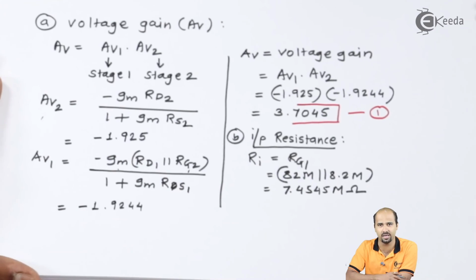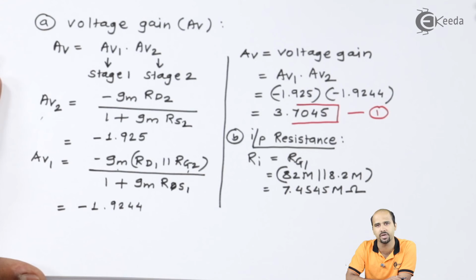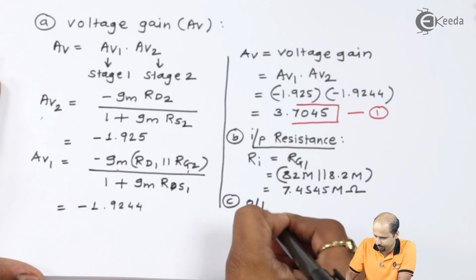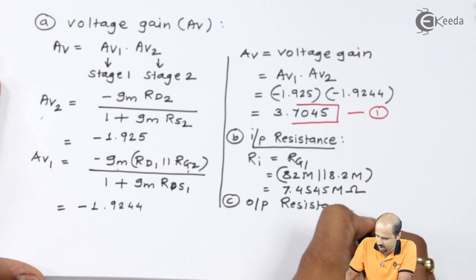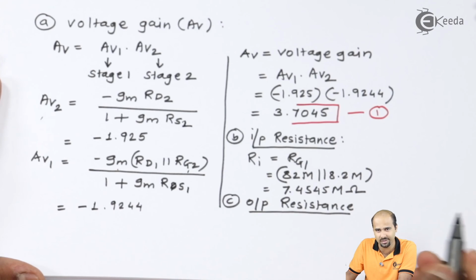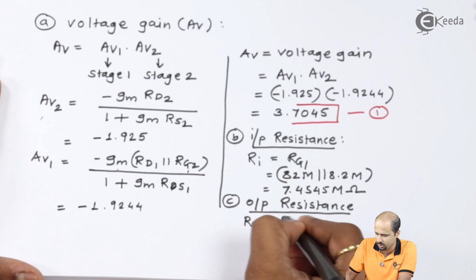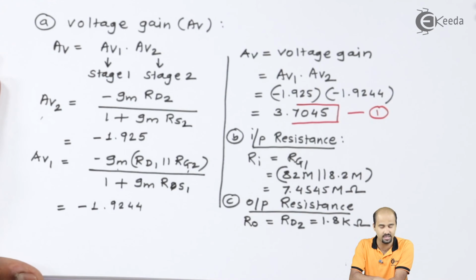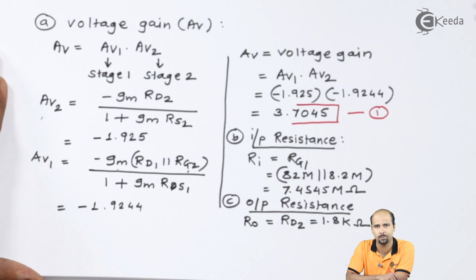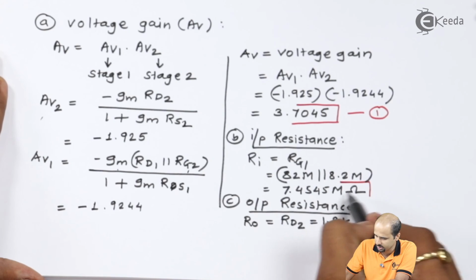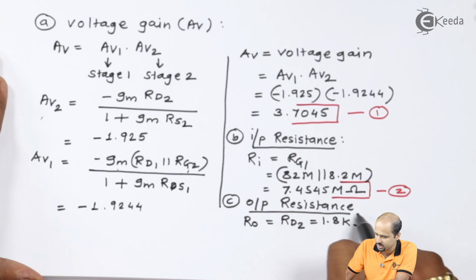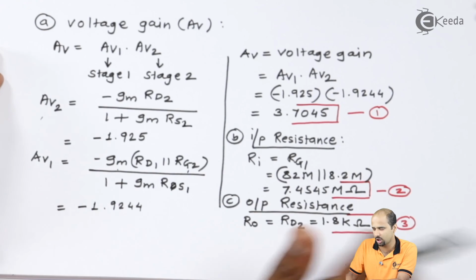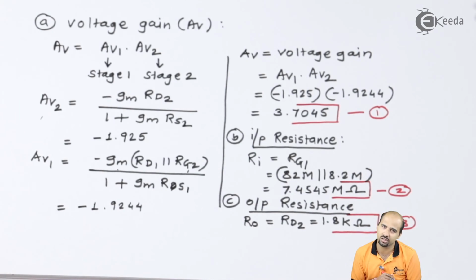So as far as the amplifier is concerned, that is an idealistic input impedance I'm getting on the higher side. As far as output resistance is concerned, we directly have the value of output resistance. We can say Ro is equal to Rd2 and that is equal to 1.8 kilo ohm. That is very less as compared to your value of input impedance. So this is the value of input impedance and this is your value of output impedance. So far we have got these three values which are expected in this particular numerical.